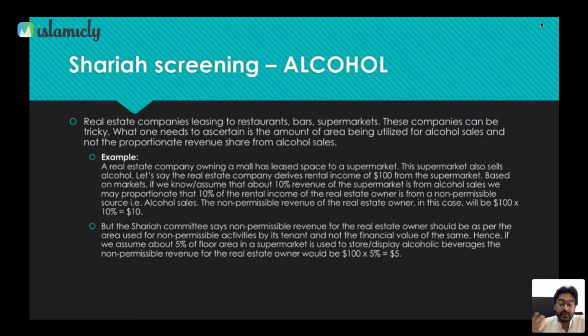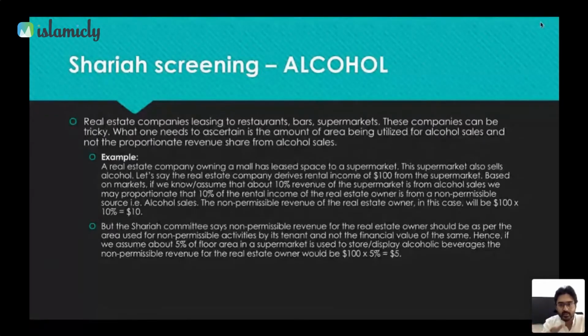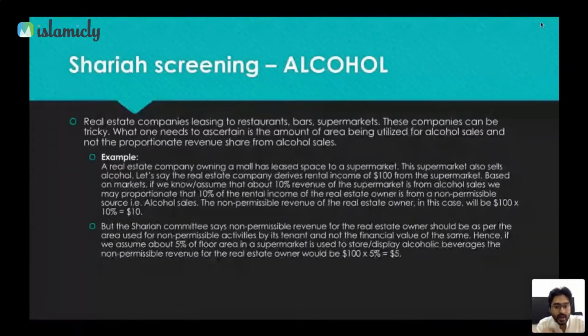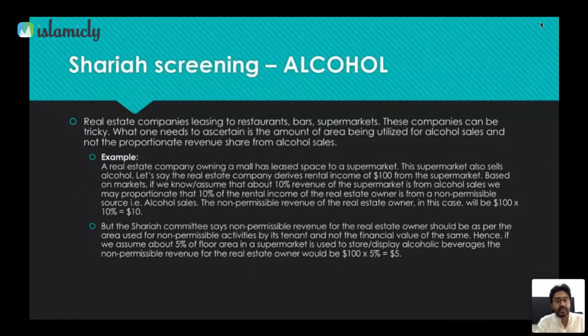Hence, if we assume that 5% of the entire supermarket space is used for alcohol display and sales, because usually alcohol sales is restricted to a specific area in a particular supermarket because of regulatory activities, the revenue proportionate to that area will be considered non-permissible for the real estate owner. But if we are analyzing the supermarket chain, if the supermarket chain is listed and we are looking to analyze the non-permissible revenue of the supermarket chain, then 10% of that is non-permissible because that is a proportion of its income.